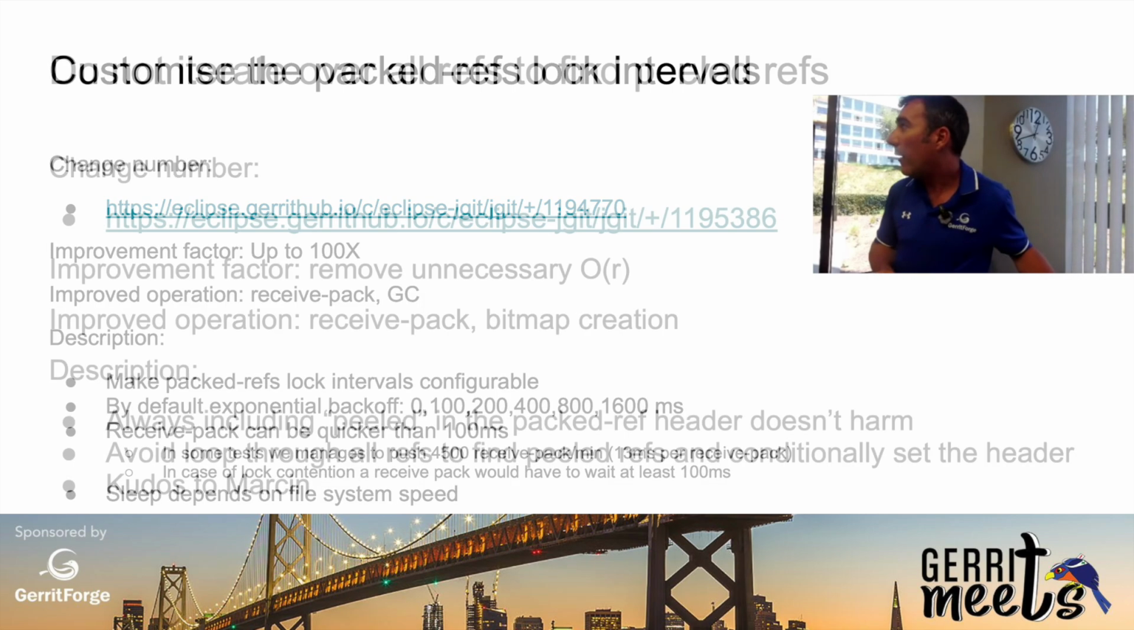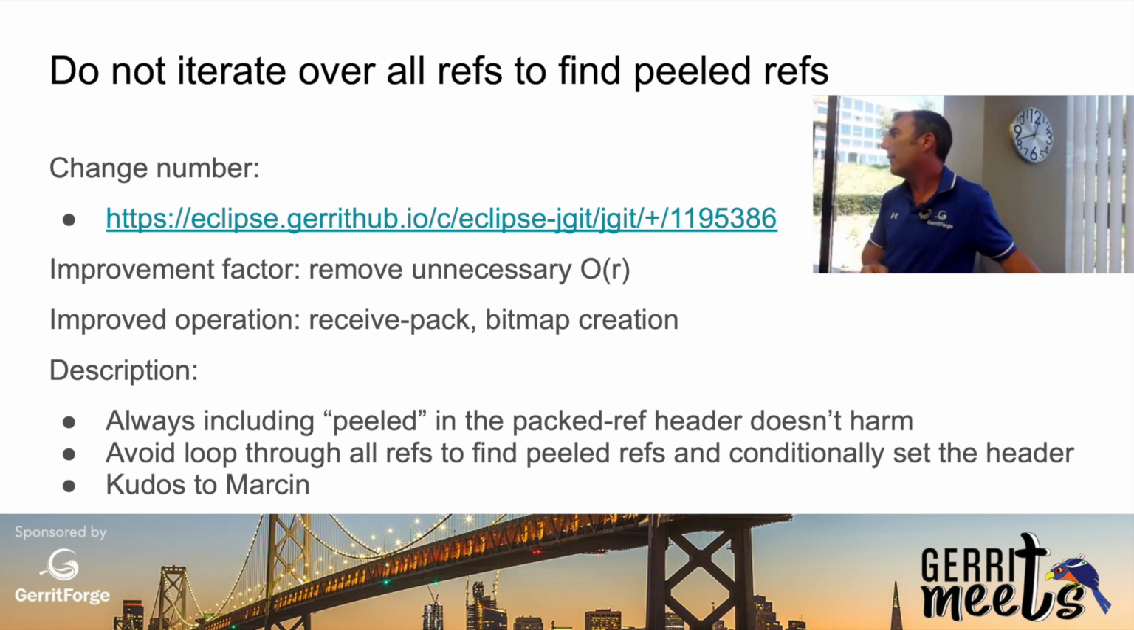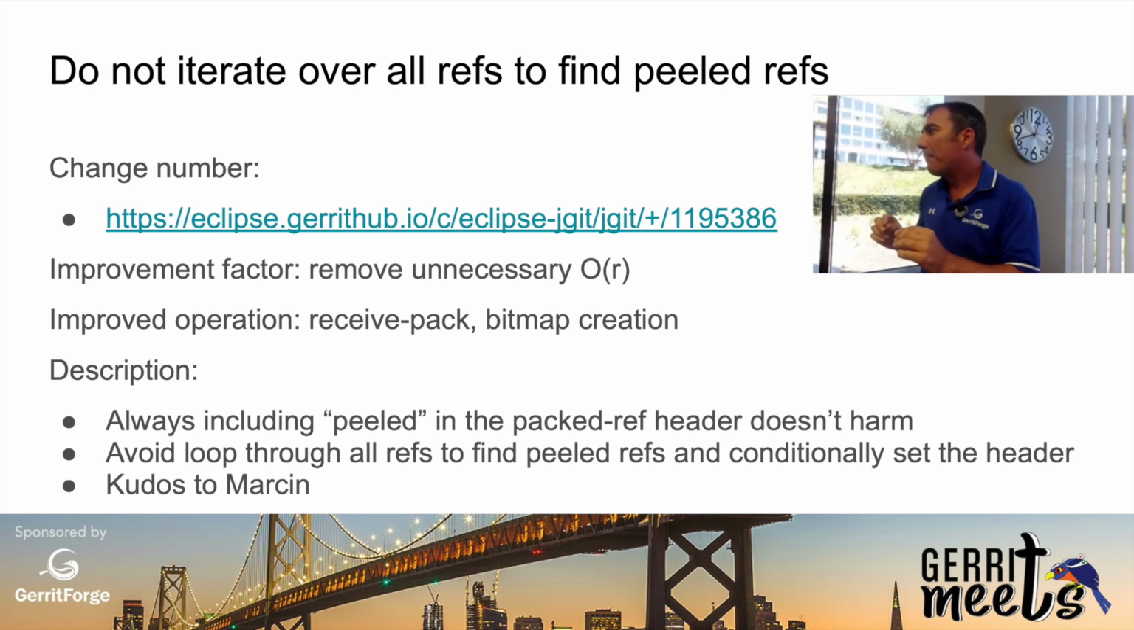Next one in line, we have this one: do not iterate over all refs to find the peeled ref. So what are we talking about here? A peeled ref is, let's go back to our packed ref. Whenever you have an annotated tag, as Dani was saying, an annotated tag is actually an object, one of the 4 fundamental building blocks of Git. An annotated tag is an object itself, so it is not directly the object it points to. So to understand which object an annotated tag is pointing to, you need to peel it. So in Git, we say that you need to peel it. Somehow you need to loop through the graph and understand what you're pointing to.